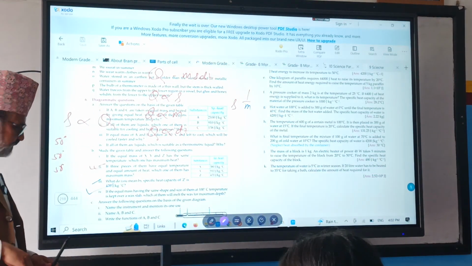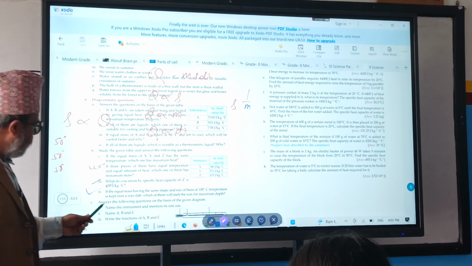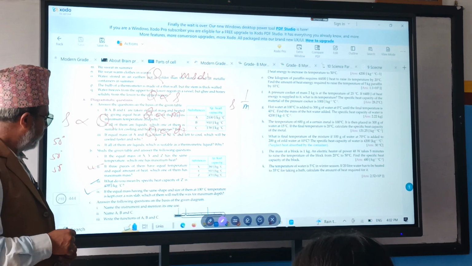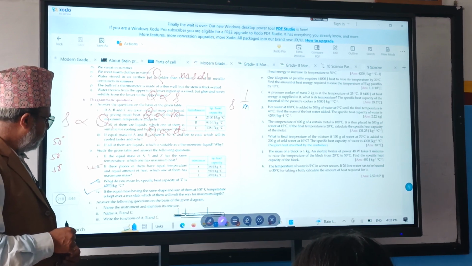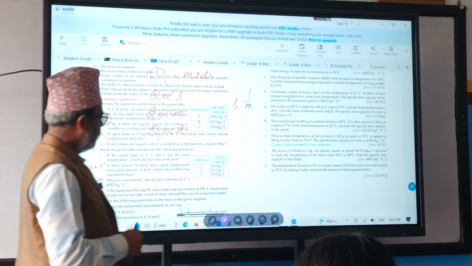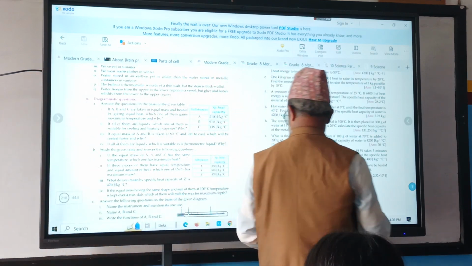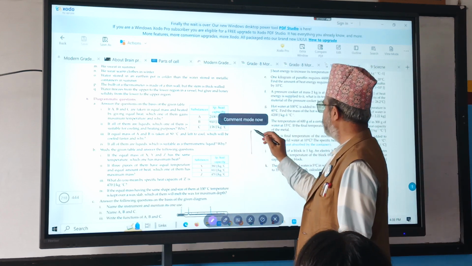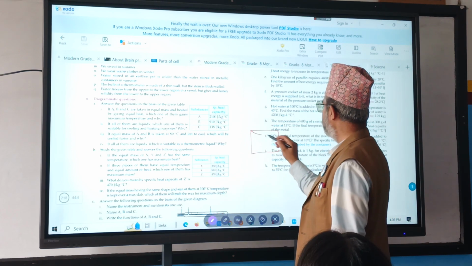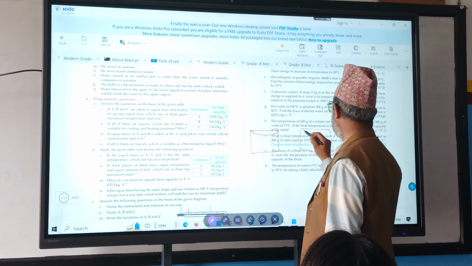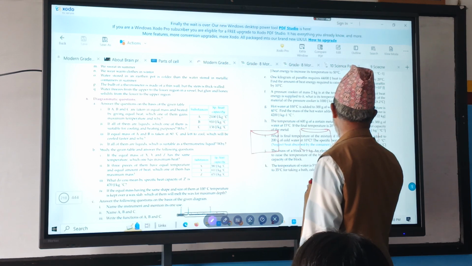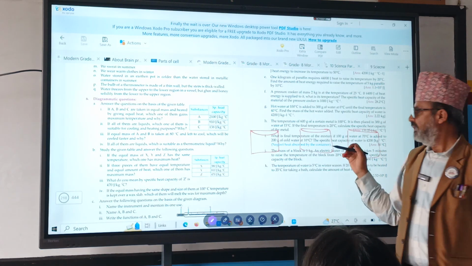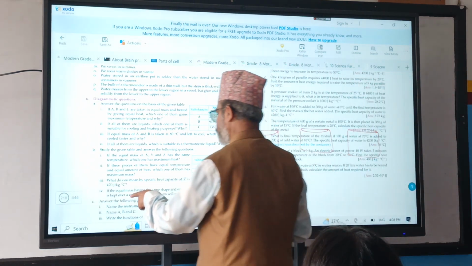Question number 4. Please read the question. If the equal mass having the same size at 100 degrees Celsius temperature is kept over a wax slab, which of them will melt the wax for maximum? Okay, please understand what the question wants. Because here is a wax slab. Actually, with less heat also the wax gets melted, right? Wax, like a candle, right?